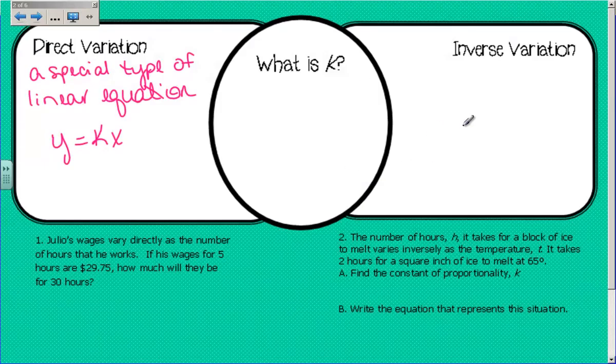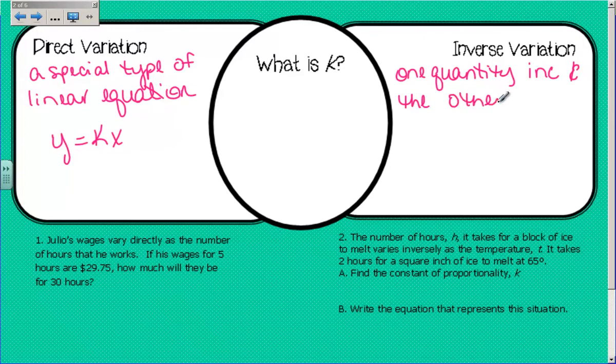And so inverse variation is when one quantity increases and the other one decreases. And there is a formula for inverse variation as well. Inverse variation always looks like this. It is y equals k over x.